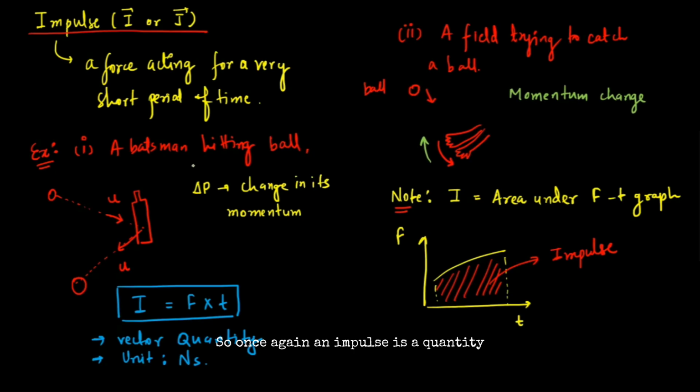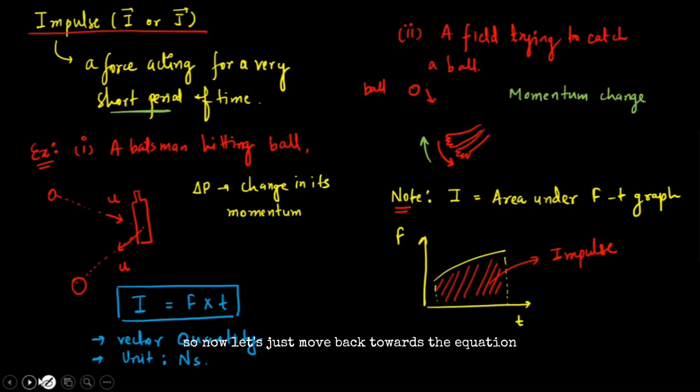So once again, an impulse is a quantity which defines how much force is acting for a short period of time. Now that is the very key condition. The time period should be very short. A force acting for a very short period of time is capable of changing the momentum, and that whole thing is known as impulse.